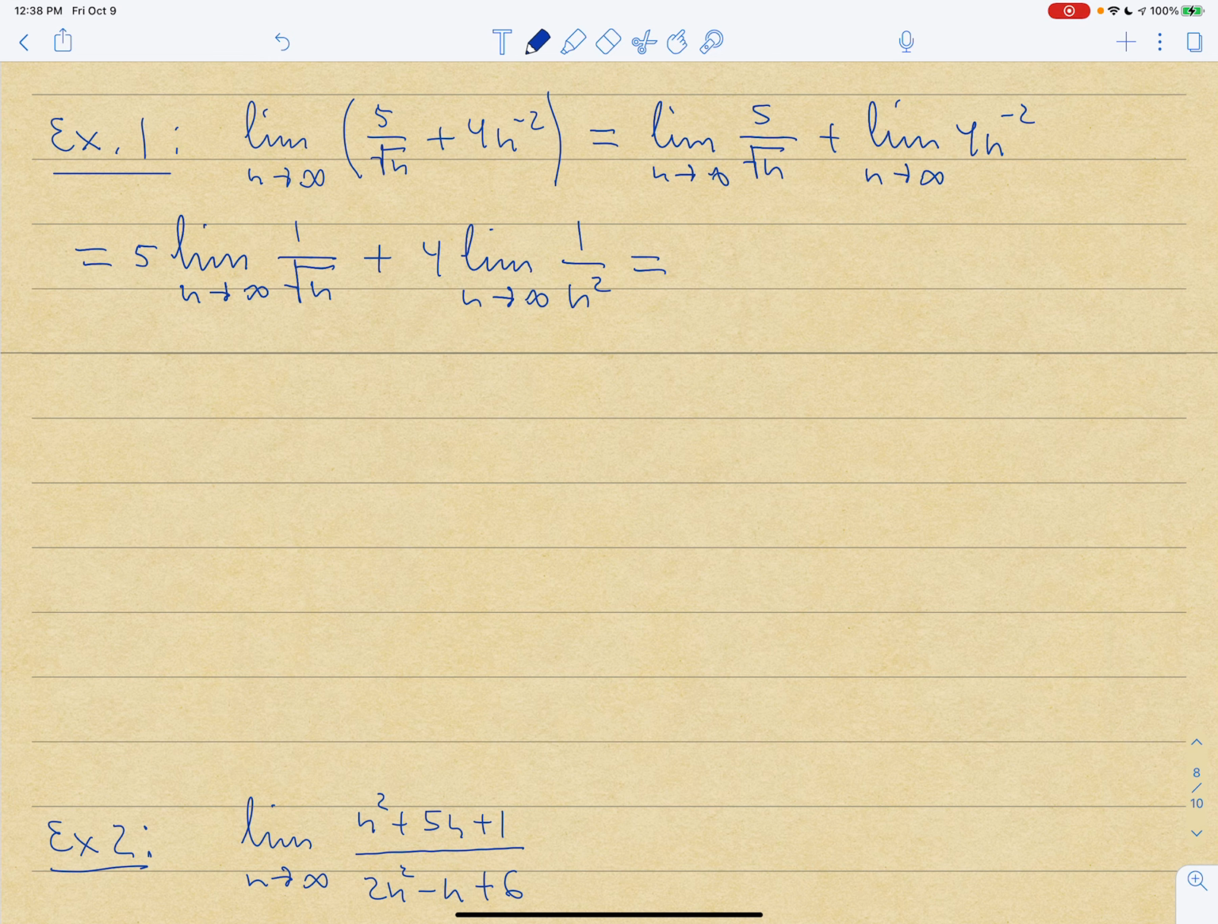And in this case, both limits certainly do exist, because we proved that the limit of 1 over n to the p, where p is a positive number, when n goes to infinity, is equal to 0. So 1 over square root of n is 1 over n to the power 1/2. 1 over n squared is 1 over n to the power 2. 1/2 and 2 are positive numbers, so both limits are 0. So we have 5 times 0 plus 4 times 0, and of course that is 0.